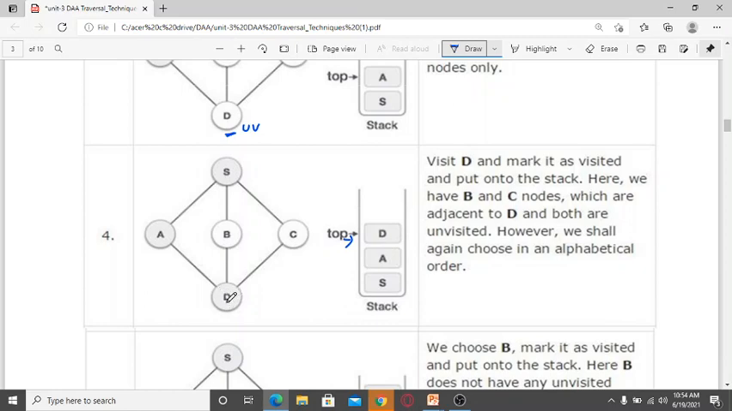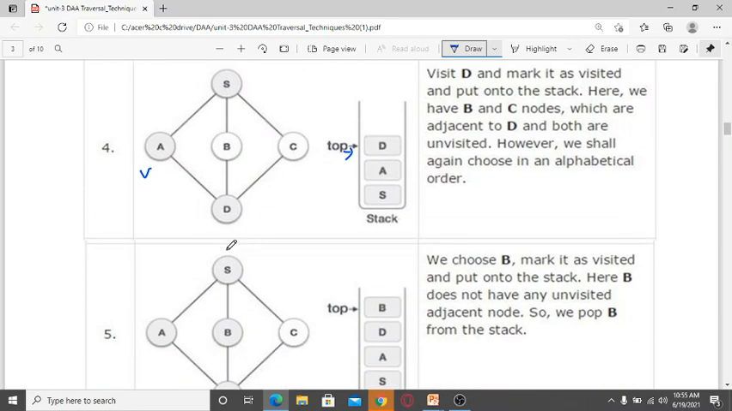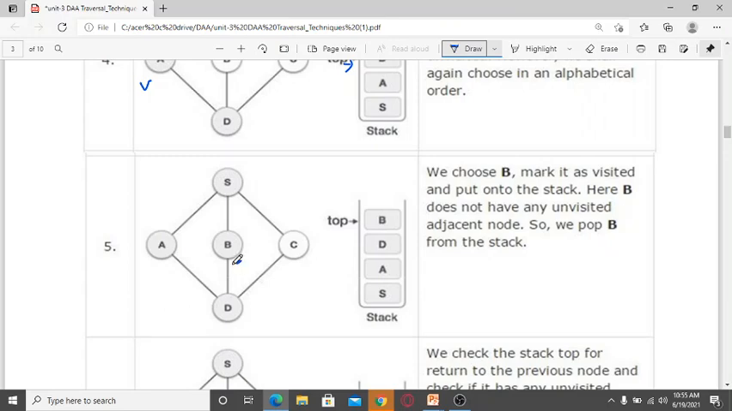From D, we have three adjacent: A, B and C. But A is already visited, and B and C are unvisited. You can select any one of these, C or B, but we will go as per the alphabetic order. From B and C, first comes B. So we will select B and add it in the stack.